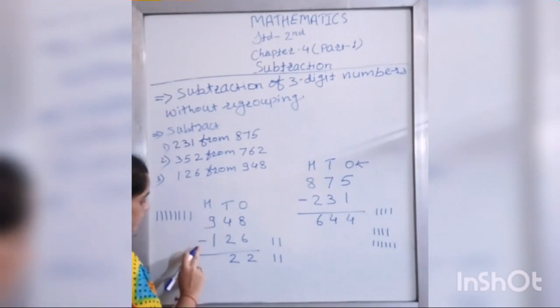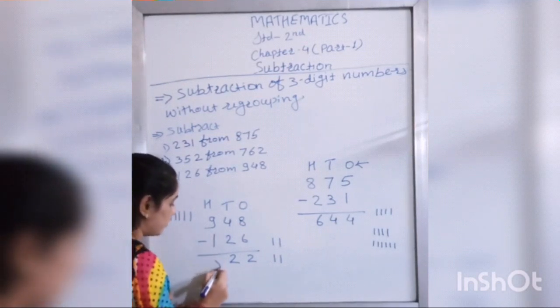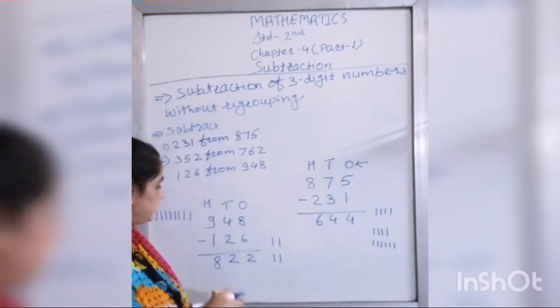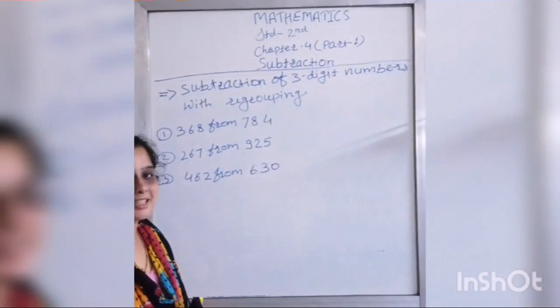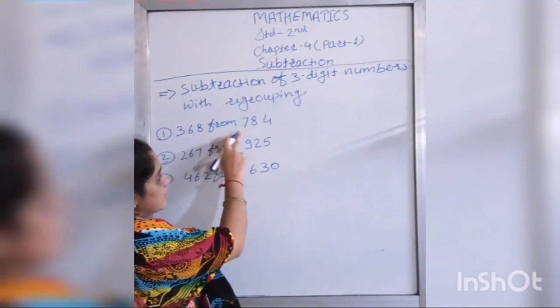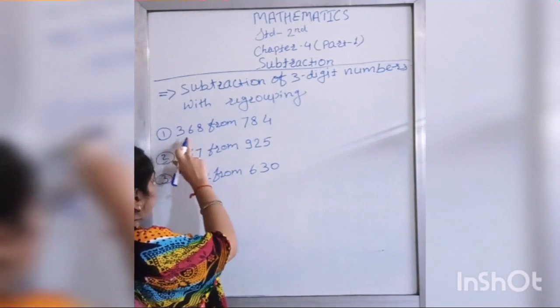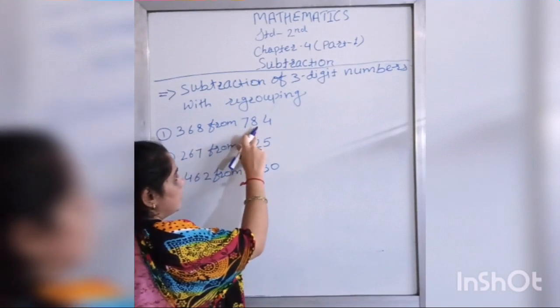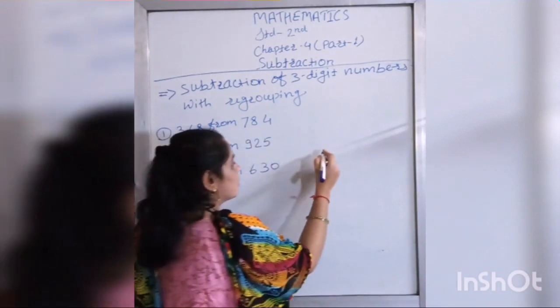So 9 minus 1 is equal to 8. Understood how to do it? Now see the subtraction of 3-digit numbers with regrouping. See the first example. We have to subtract 368 from 784. So we'll write first 784.